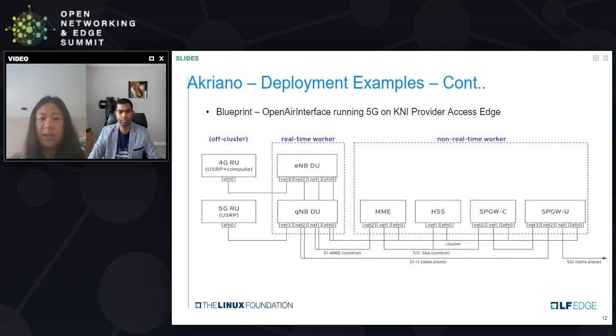All right. The next deployment example I would like to mention is the KNI blueprint family. It's the Kubernetes Native Infrastructure blueprint family. There is one blueprint called Provider Access Edge. The key message of this picture is that the end user is Open Air Interface. It's ready for the 5G and eNodeB deployment today. Of course, it's the SA.